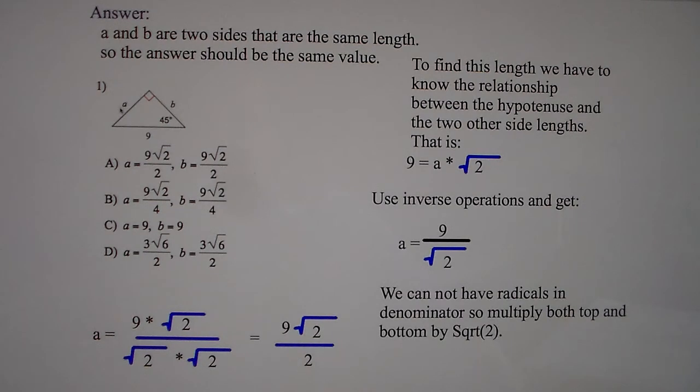So to find the lengths of A and B, these two side lengths, when we're given the hypotenuse, what we need to do is take that hypotenuse and divide by square root of 2. So we have 9 divided by square root of 2. Now we can't have a square root of 2 on the bottom, so we got to multiply both the bottom and the top by square root of 2. So we have 9 times square root of 2 and square root of 2 times square root of 2. 9 times square root of 2 is just 9 square root of 2, and square root of 2 times square root of 2 is 2. So our side lengths are both 9 square root of 2 over 2, or 4.5 times square root of 2.